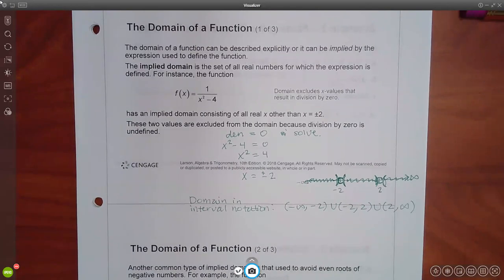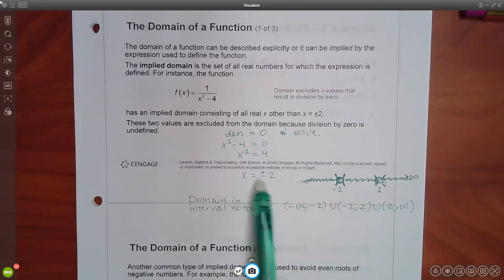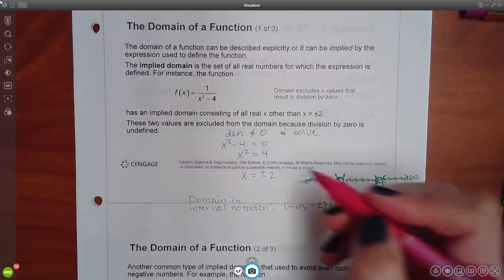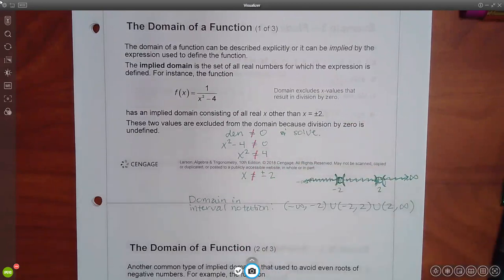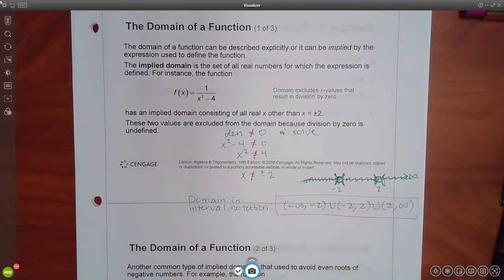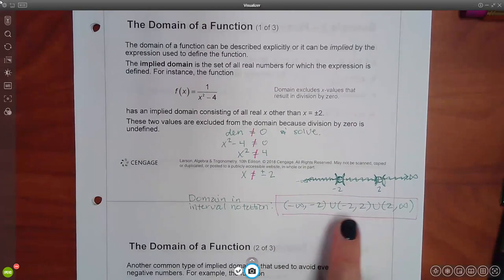Okay. Now, I don't usually draw this every single time. I just did it this one time to make a point. But normally when you say your denominator cannot equal zero, that means x cannot equal negative two. This is how you write that in interval notation. Whatever those numbers are, they are the numbers that will go here and here.